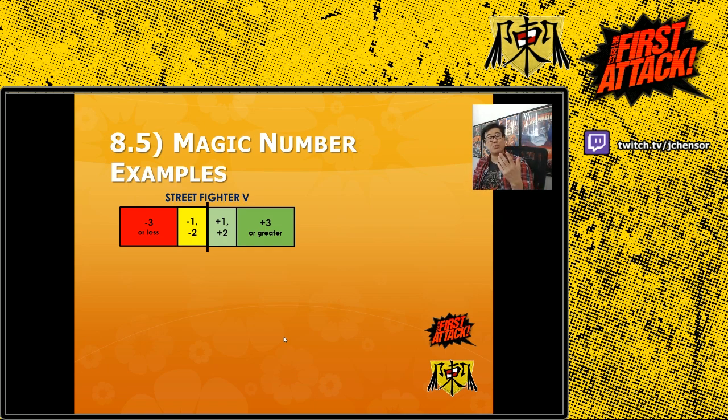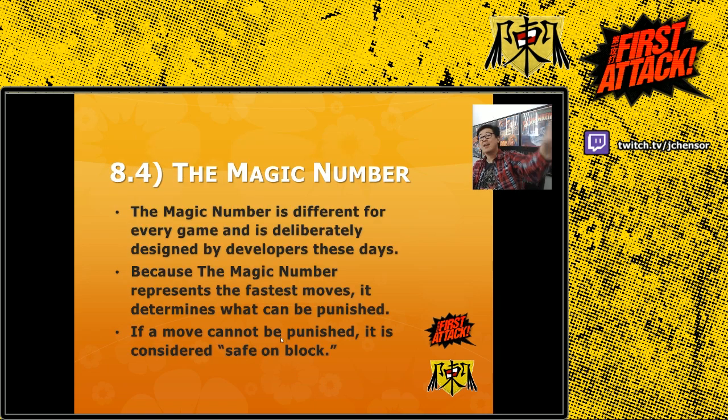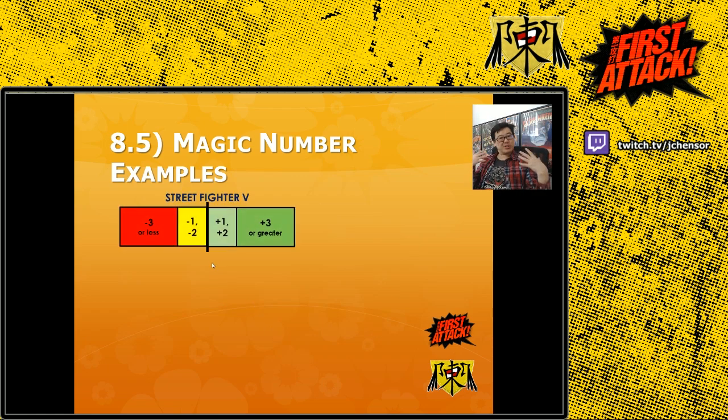If it's +1 or +2, you have a slight advantage. It's your turn. If it's -1 to -2, you have a slight disadvantage, and it's their turn. However, as I mentioned over here, it cannot be punished, so it's safe on block. So this is what you're going to start finding out: the moves that are in the slight disadvantage category are safe on block, but it is now the opponent's turn.